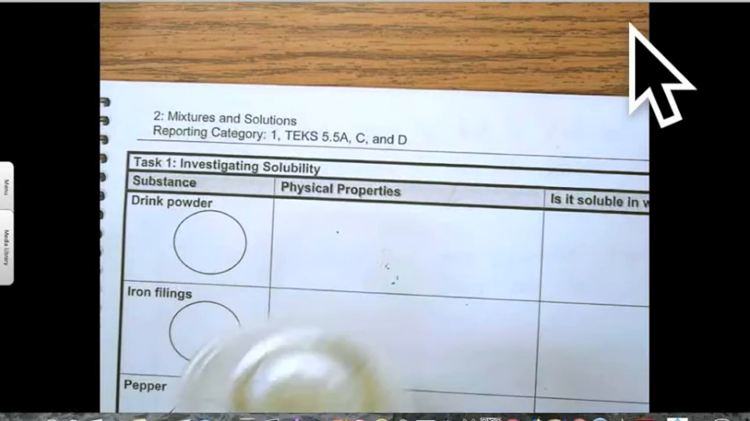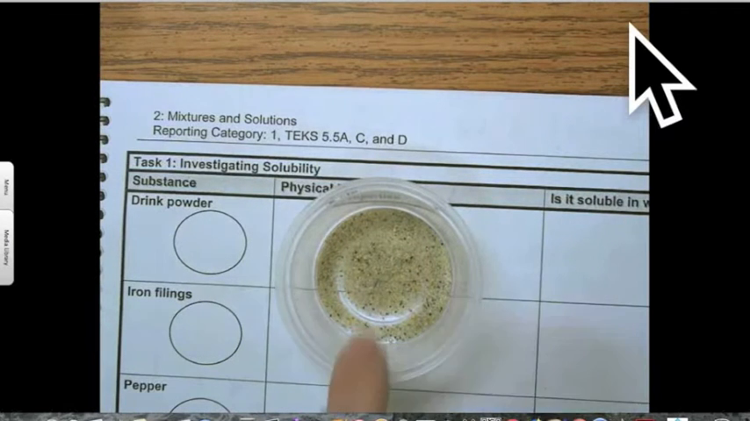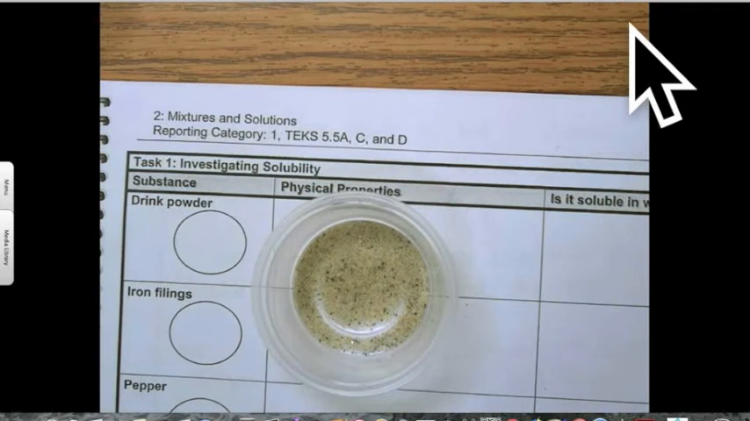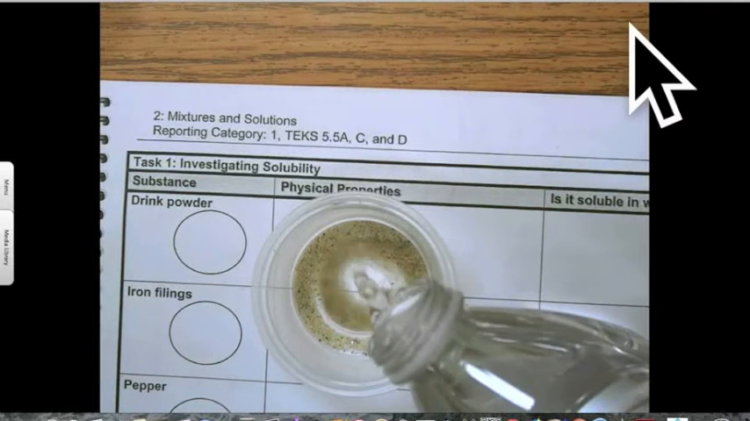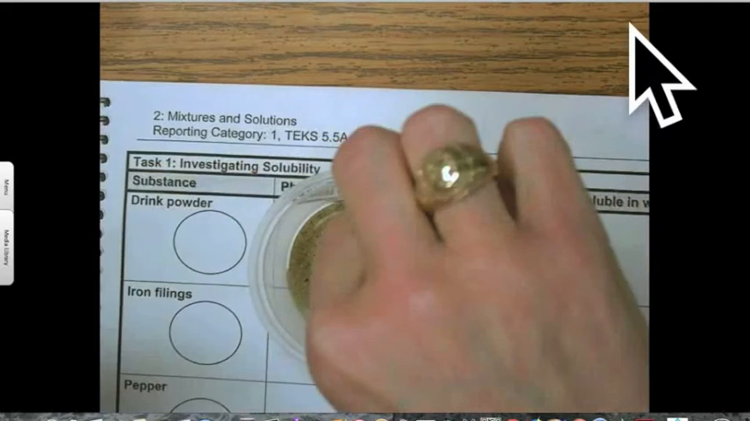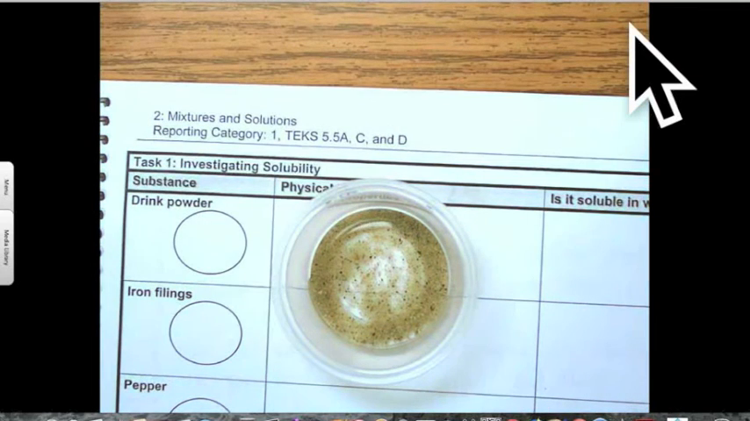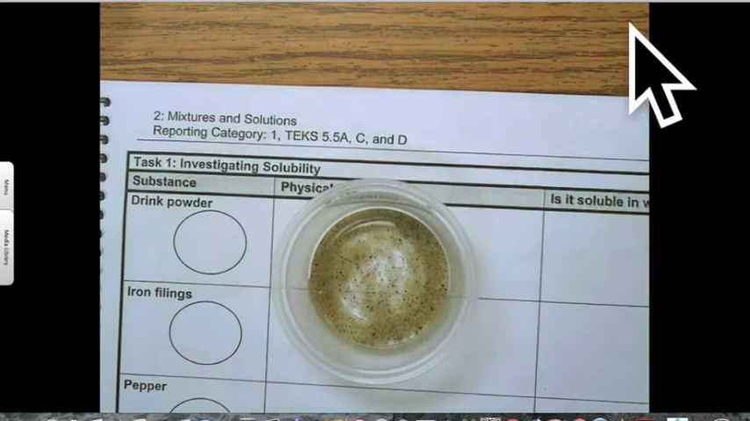Our next substance is sand. What do we think about sand? Where can we find sand? Let's see. Add the water to our sand. Gonna let it sit there a few seconds. Gonna stir it. Is the sand still there? Is it still separate from the water? Did it mix evenly? No. There was no change in physical properties for the sand.